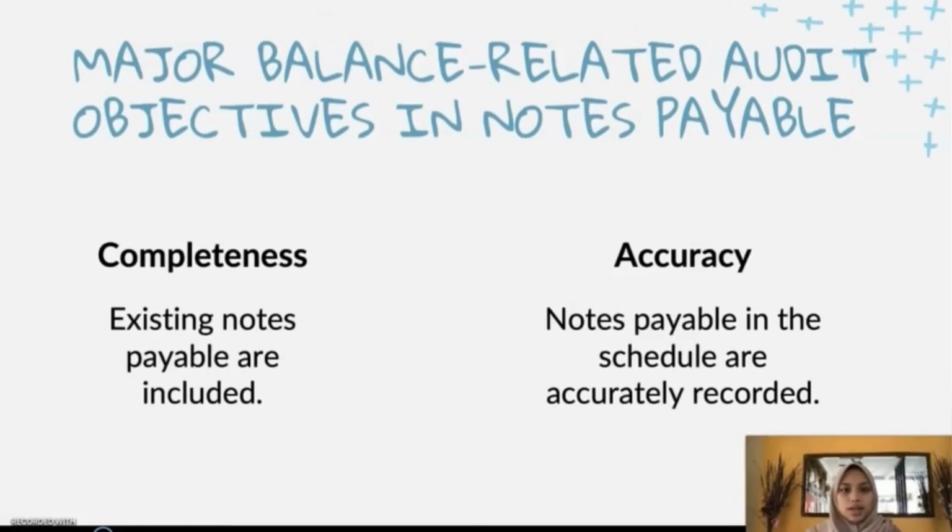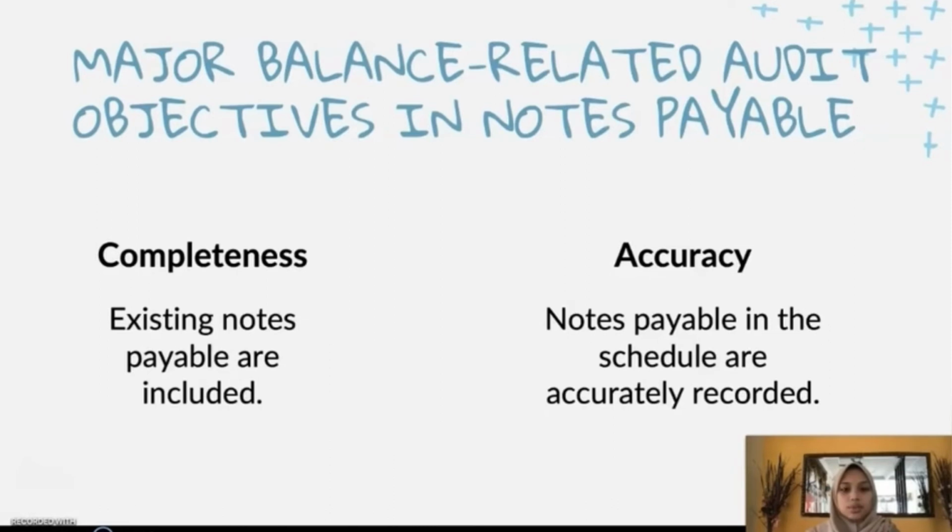In addition to balance-related objectives, the four presentation and disclosure-related objectives are important for notes payable because accounting standards require that the footnotes adequately describe the terms of notes payable outstanding and the assets pledged as collateral for the loans. If the loans require significant restrictions on the activities of the company, such as compensating balance provisions or restrictions on the payment of dividends, this must also be disclosed in the footnotes.